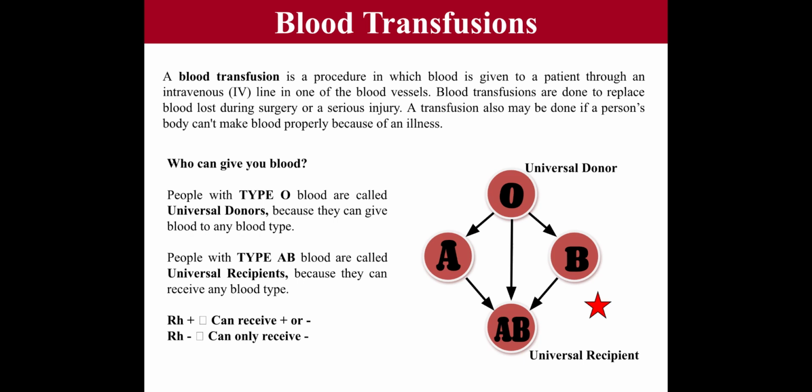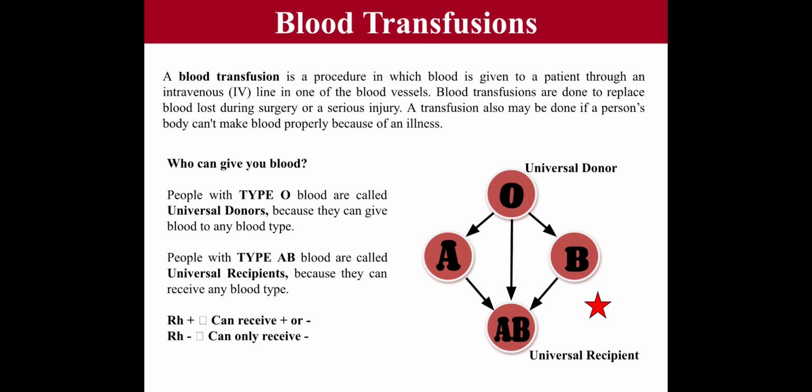Anyway, a blood transfusion is a procedure where blood will be given to someone through an IV. And it's because someone's lost too much blood either during surgery or a serious injury. And this transfusion can also help people who are not able to produce blood properly because of some illness.